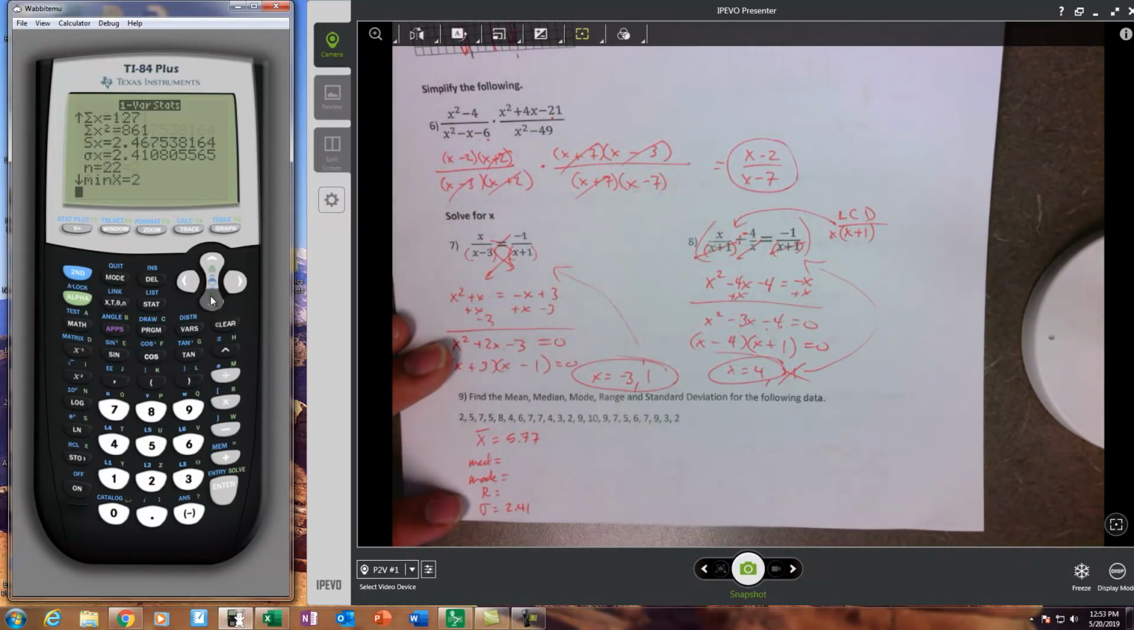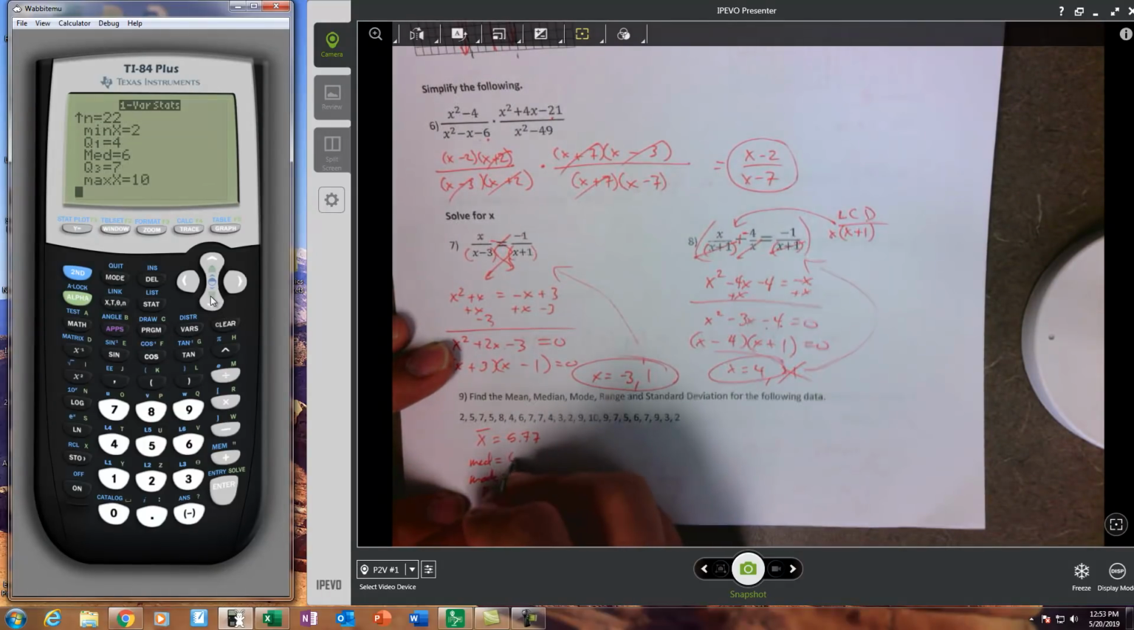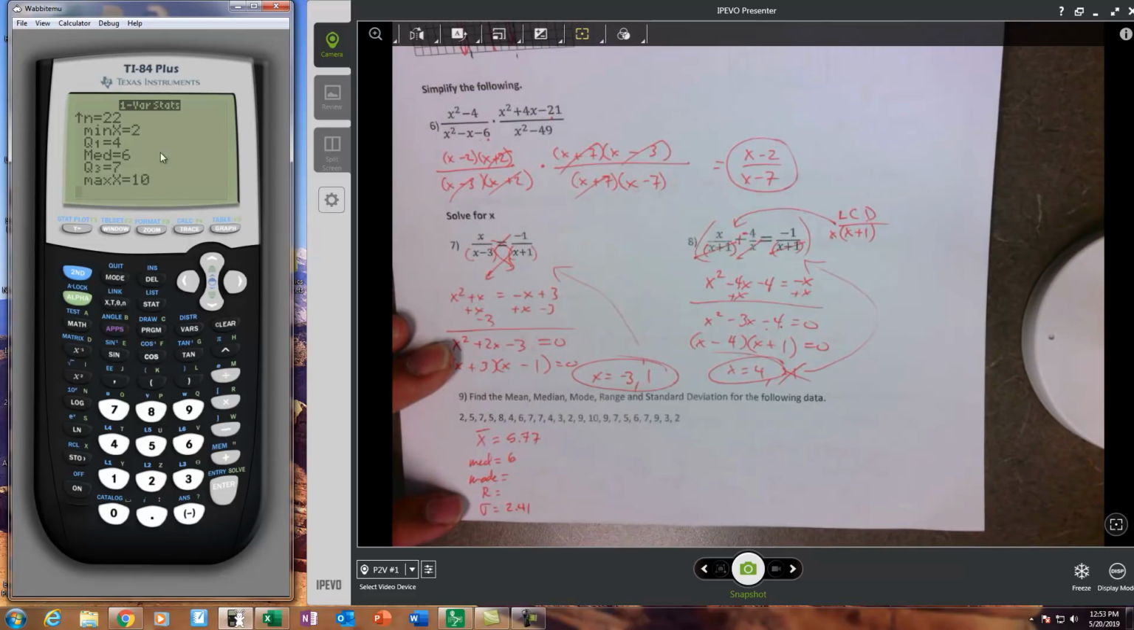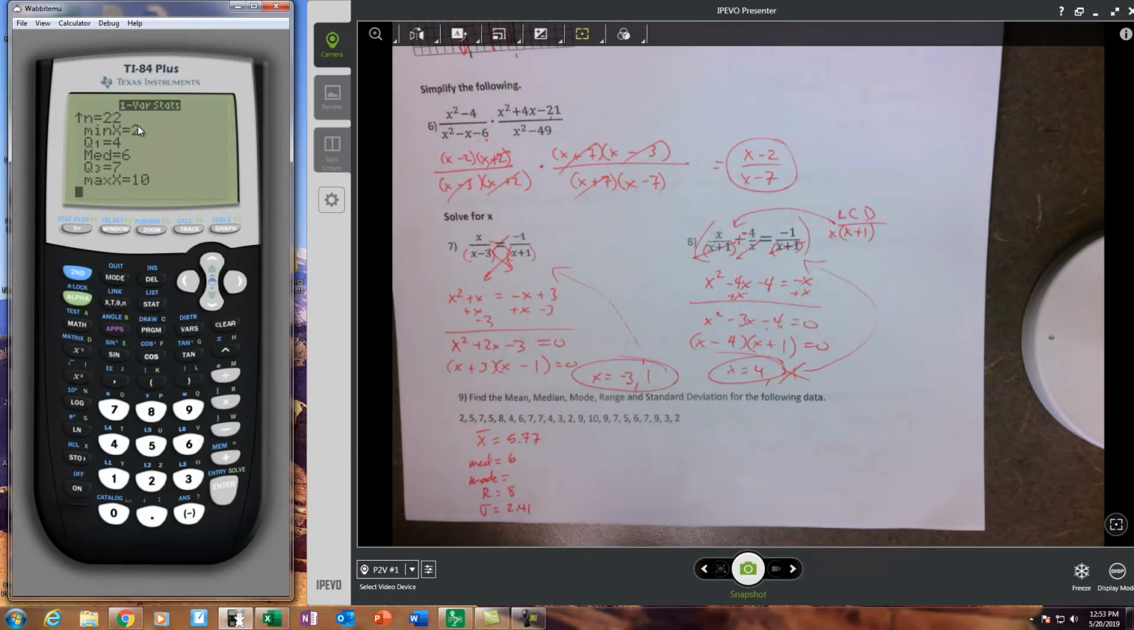Now if I go down, the median is 6. The range is the max minus the min. And since I have a 10 and a 2, that makes the range 8. The one that I have to figure out is what we have the most of.